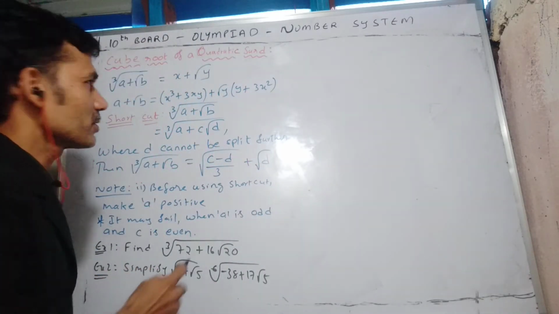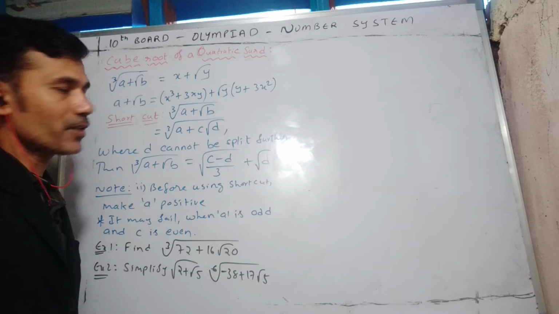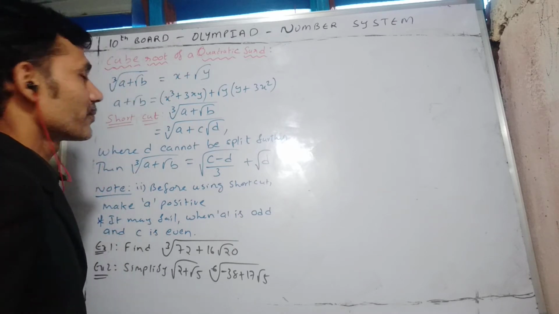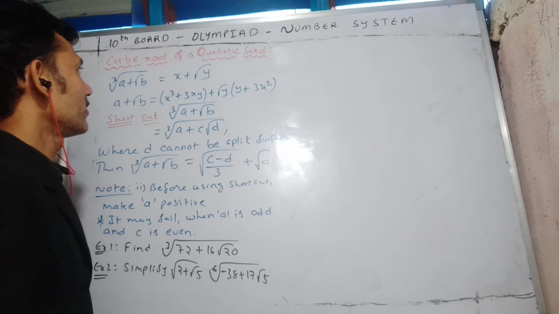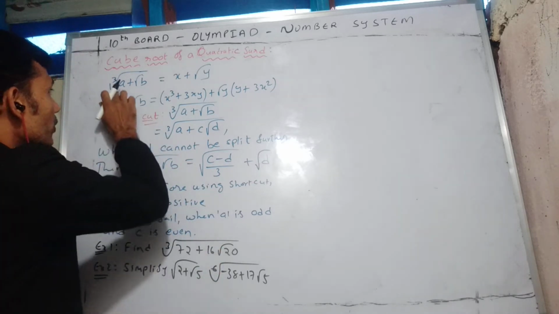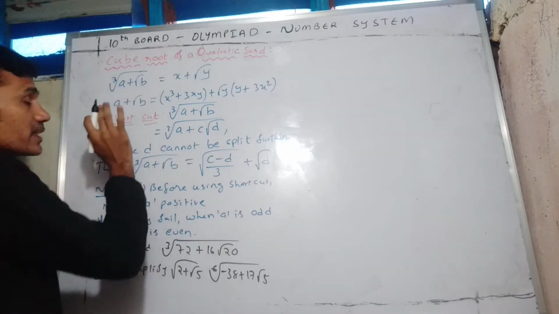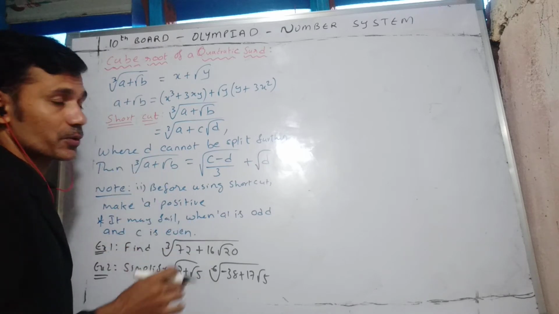Today we'll learn how to find the cube root of a quadratic surd. Suppose the cube root of a plus under root of b is equal to x plus under root of y. Cube on both sides. If you cube, the cube and cube root will get cancelled. You will get a plus under root of b.